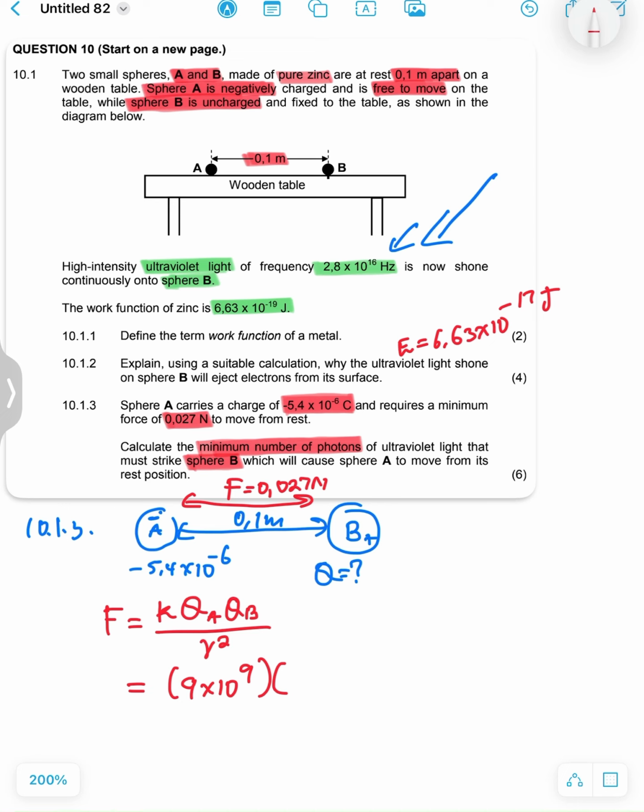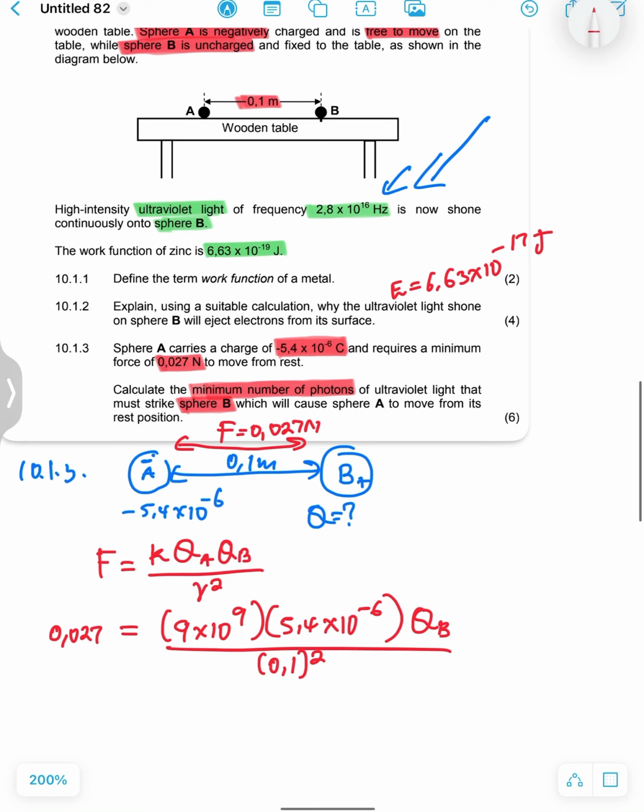And then charge A is 5.4 times 10 to the power of 6. We don't know the charge of B, but we know that the force between them is 0.027 newtons, and the distance between them is 0.1 meters, and then we square that.